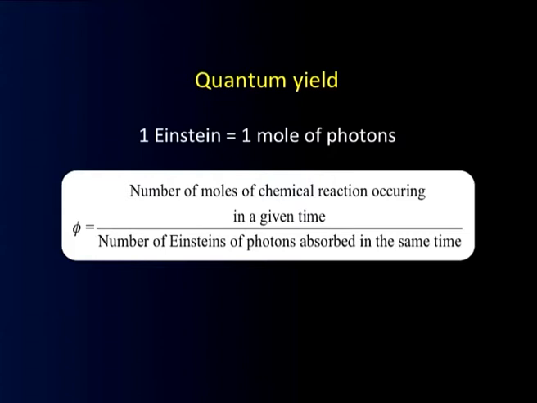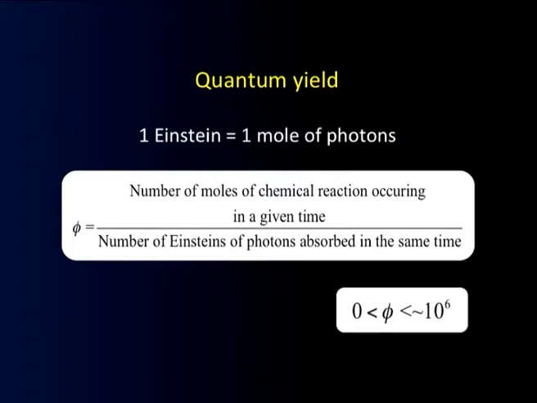And typically, the value of phi is observed to be anywhere from 0 to as high as about 10 to the power 6, which is a very wide range. And that is the range wherein we can find the quantum yield or quantum efficiency of different reactions to be.